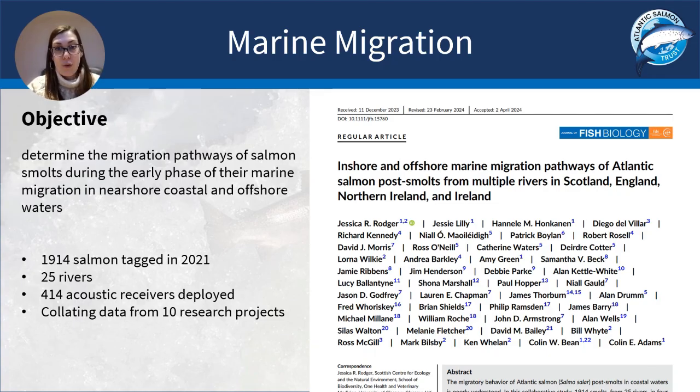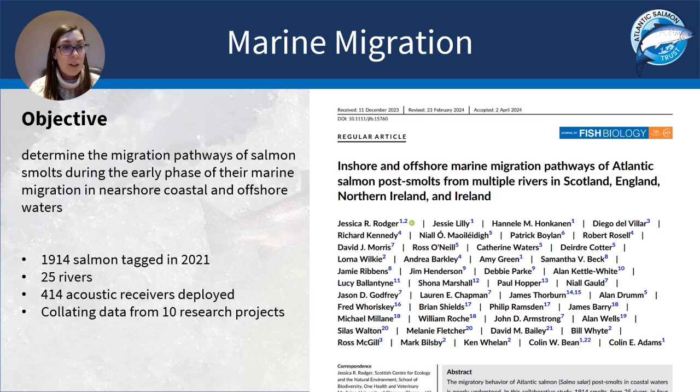Now, I just want to put those findings into the context of a paper that we published last year. Basically, I've shown earlier with those maps that there were multiple projects happening on the west coast of Scotland, or the west of the British Isles, at the same time. And we were able in 2021 to collate all that data together to produce this paper looking at the inshore and offshore marine migration pathways of salmon smolts from Scotland, England, Northern Ireland and Ireland. The projects all had different objectives, but we were using the same technology, so we were able to pull that data together.